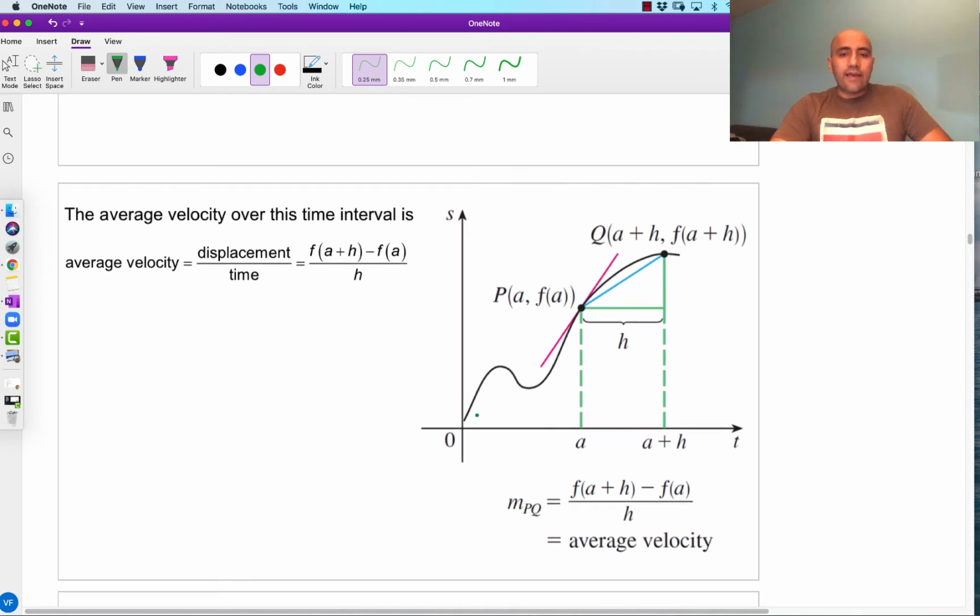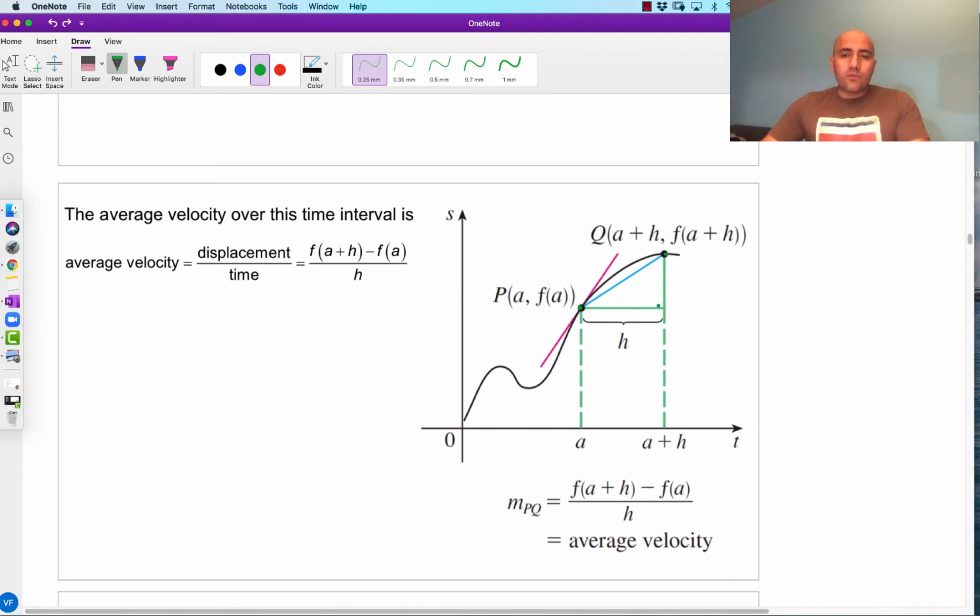So if we had a function, this black one here, that described position, then we can do the same thing as before. We can find the average velocity over an interval and describe it as an approximation of the secant line. The average velocity over an interval would be equal to the slope of this blue line. The slope of that blue line there is going to be equal to rise over run.